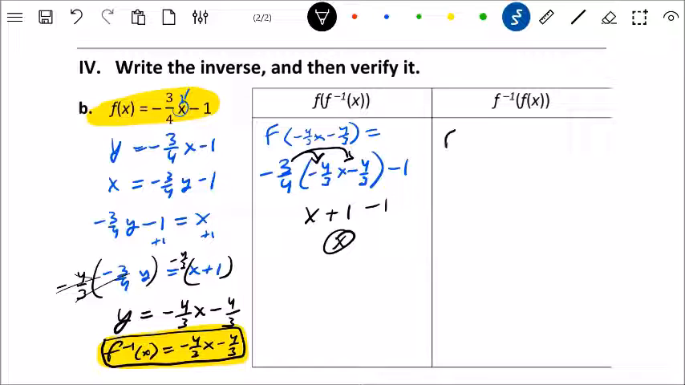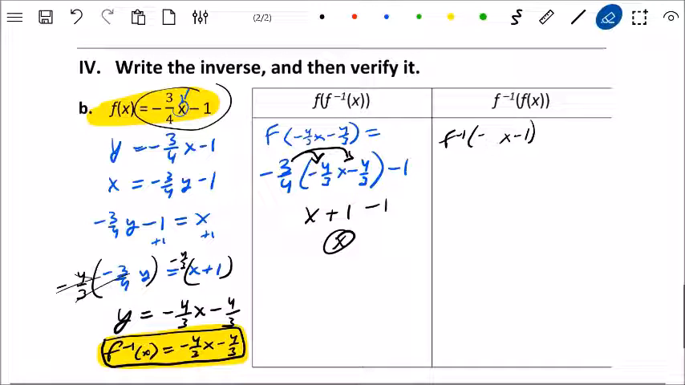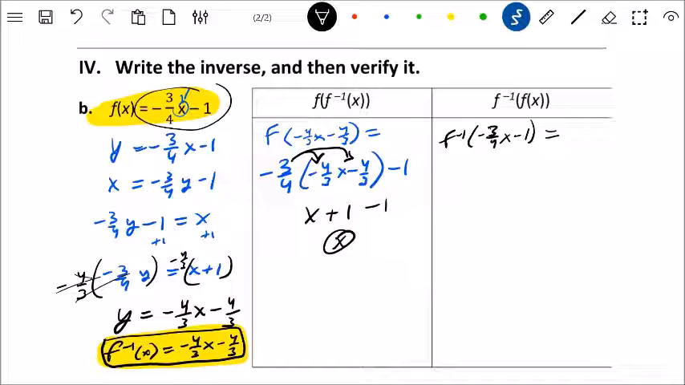Let's see if it works for the other one. F minus 1, we'll be putting this into here. Okay. That means I'll be using, in place of my x, negative 3/4 x minus 1. Let's make that fraction easier to see. It is equal to the negative 4/3 times negative 3/4 x minus 1, minus 4/3.